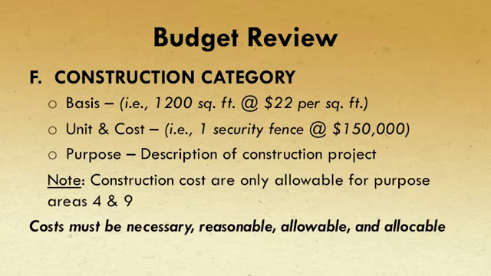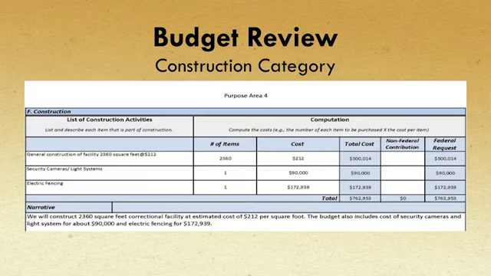Construction. Construction costs are normally not allowable with DOJ funds. However, if a grant-making component should allow construction, the applicant must include all pertinent information in reference to construction. Please note that construction costs are only allowable under Purpose Areas 4 and 9. Again, this slide shows how construction should be broken out along with a brief narrative.